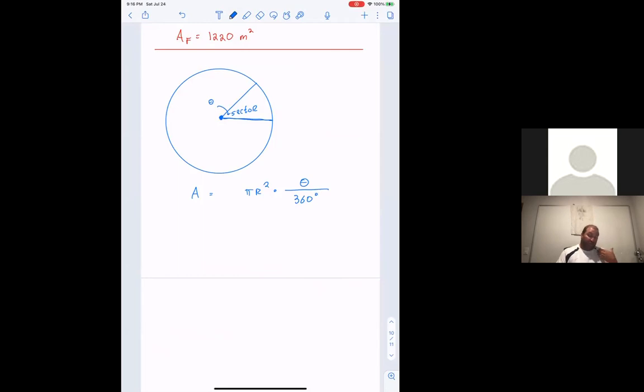If the angle is, for example, 180 degrees, it's half of a circle. It's 180 over 360. If it's 90 degrees, it's a quarter of a circle, 90 over 360. In general, it's just pi r squared, the area of a whole circle, times angle over 360 degrees. And that's the formula for the area of a sector. So let's do some examples.